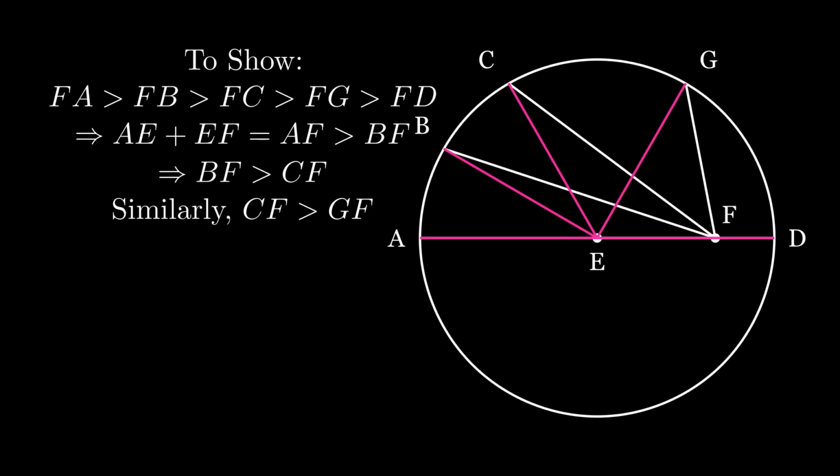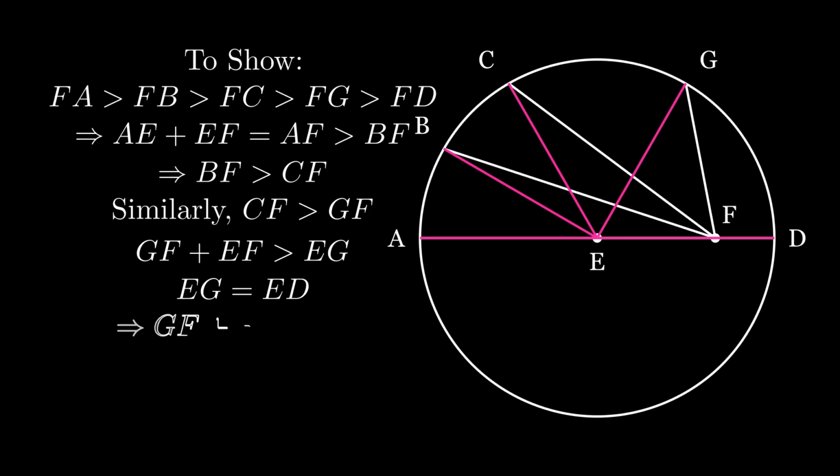Since we have triangle GEF, GF plus EF will be greater than EG. EG is equal to ED, so GF plus FE is greater than ED, and if we subtract EF from both sides, we find that GF is greater than FD.